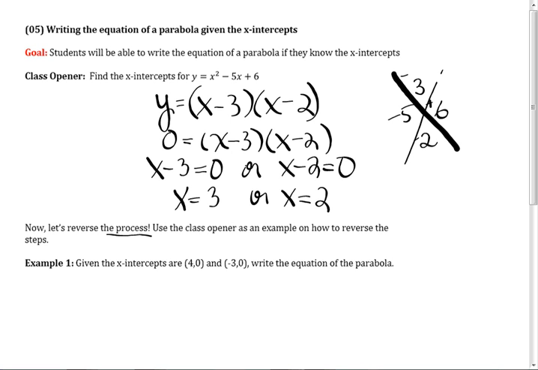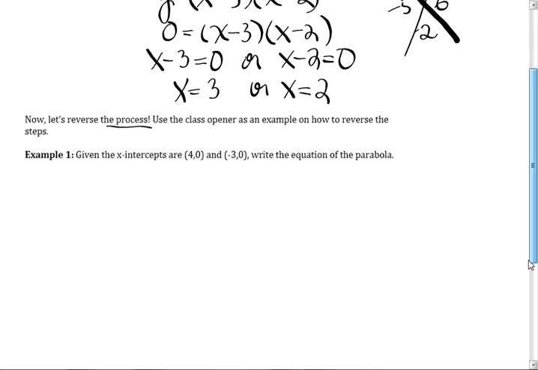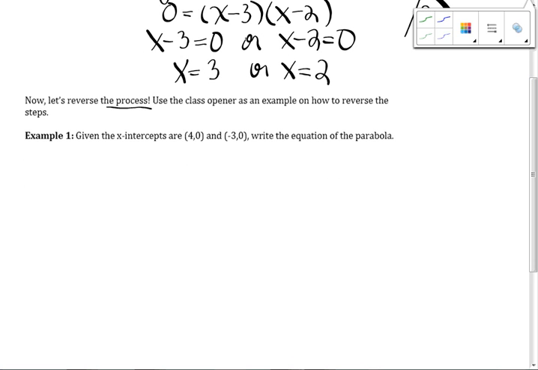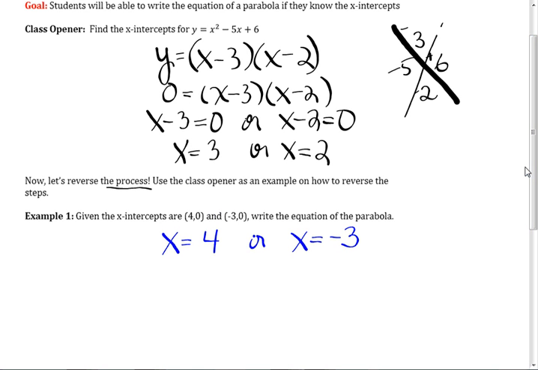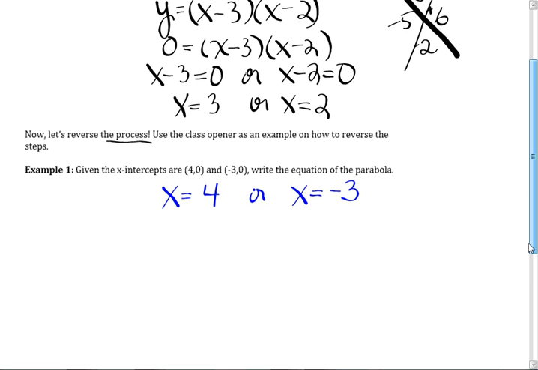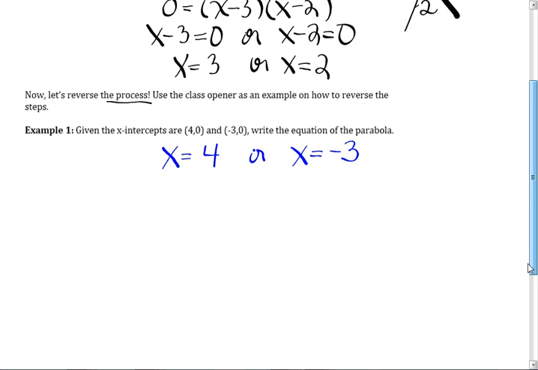So what if you're given the x-intercepts? Can I find the equation? We're going to do that same process but backwards. Given the x-intercepts (4, 0) and (negative 3, 0), what are the x-intercepts? x equals 4. x equals negative 3. I want to reverse the process. When I solved, I added 3 to both sides. To go backwards, I'm going to subtract 3. So I'm going to subtract 4 from both sides.